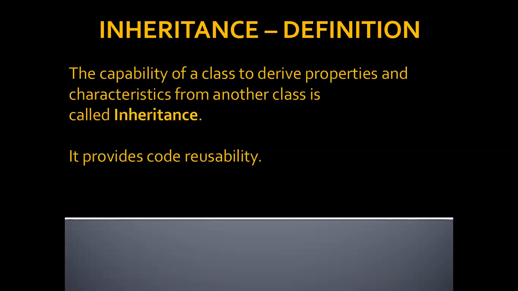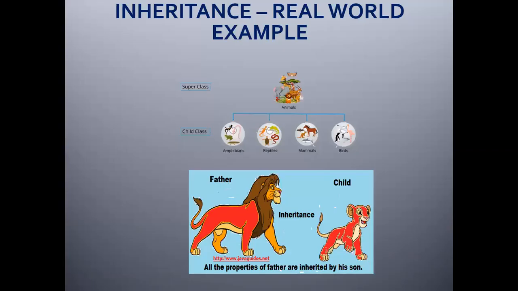The capability of a class to derive properties and characteristics from another class is called inheritance. That is, the properties of one class can be acquired by the other class. So what is the advantage? It provides code reusability. We can reuse the code. Okay. So this is a good example of inheritance.